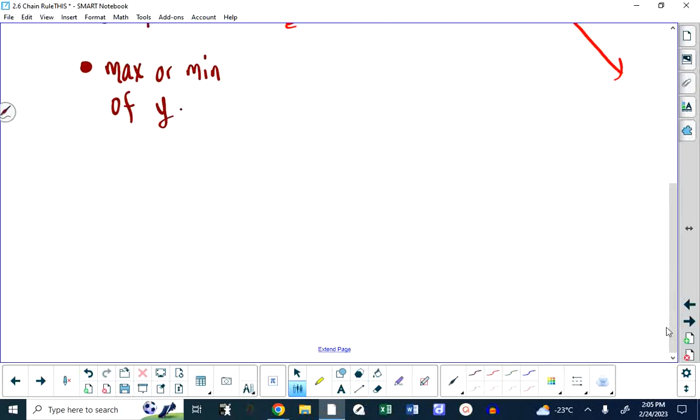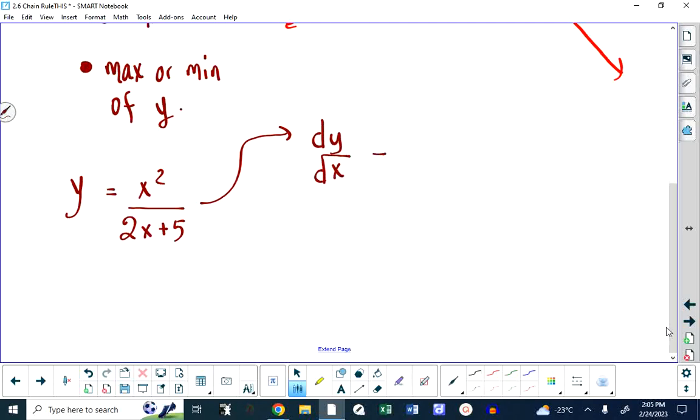If y equals x squared over 2x plus 5, I don't want to say it's a trivial matter to find the derivative, but as every day clicks by, some of this stuff becomes more and more natural. It has to. The derivative of the top times the bottom minus the top times the derivative of the bottom over the bottom squared.